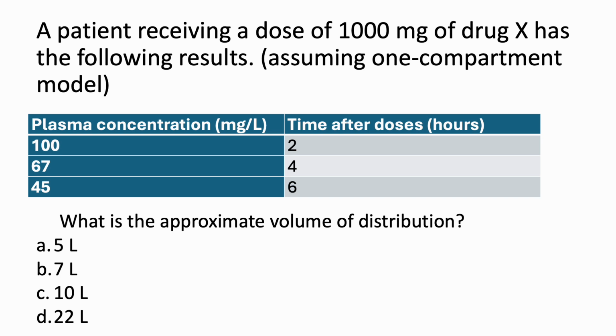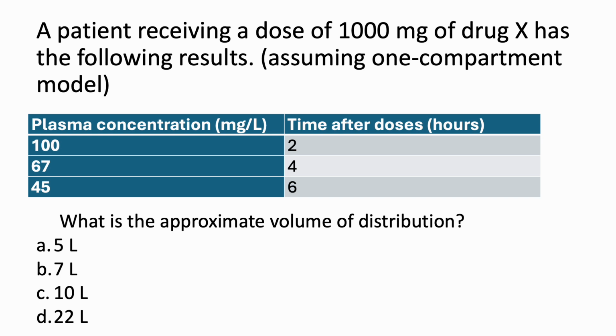Question: a patient receiving a dose of 1000 mg of drug X has the following results, assuming a one compartment model, or it's a case of first order kinetics. With the time after dose, at 2, 4, and 6 hours, you have different plasma concentrations in milligram per liter: 100, 67, and 45 milligram per liter. The question: what is the approximate volume of distribution? A, 5 liters; B, 7 liters; C, 10 liters; D, 22 liters.